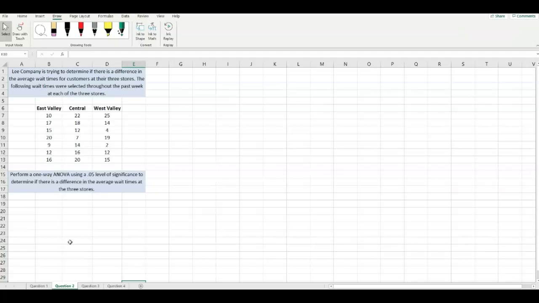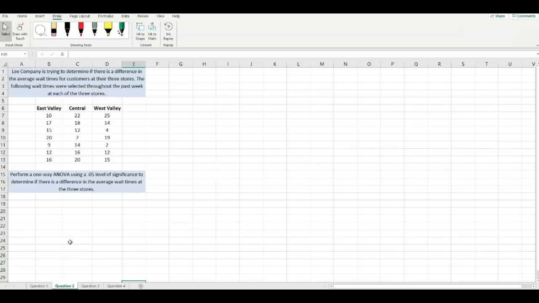Now let's take a look here at question number 2. We're told that lead companies are trying to determine if there's a difference in the average wait times for customers at their 3 different stores. So the following wait times were selected throughout the past week at each of the 3 stores. They have an East Valley store, a Central store, and a West Valley store, and we have our different wait times there. We need to perform a one-way ANOVA using a 0.05 level of significance to determine if there's a difference in the average wait times at the 3 stores. And again, we want to know if there's a statistically significant difference.